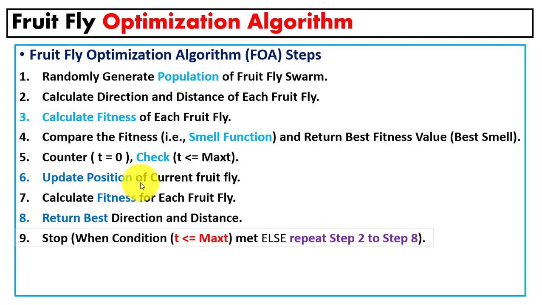So that's all we did in this video. First, generate the population, compute the distance and the direction for each fruit fly, calculate the fitness value, compare it, find the best fitness, check the condition. If the condition is true, update position, compute fitness, return best. Repeat the loop until the stopping criteria is met. So that's how this algorithm is working.